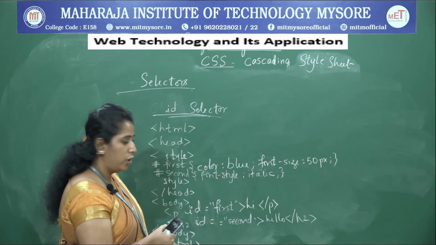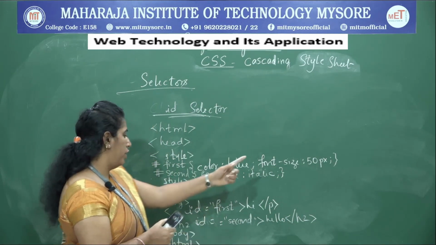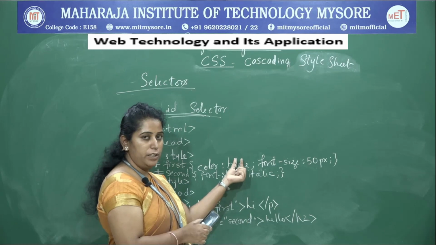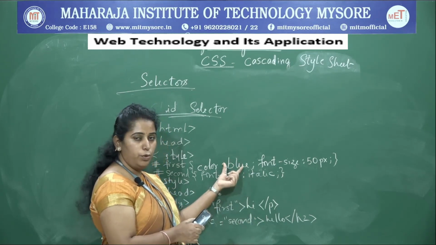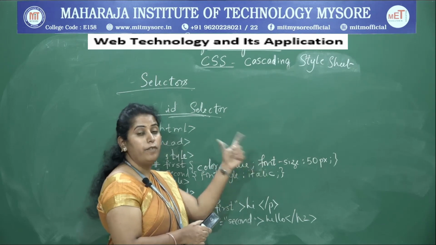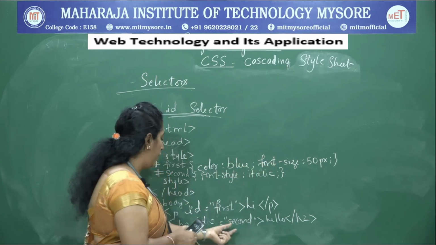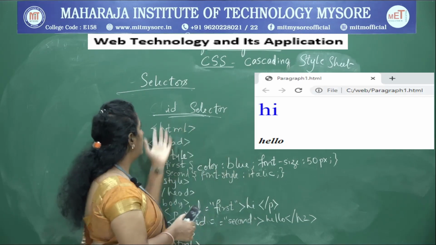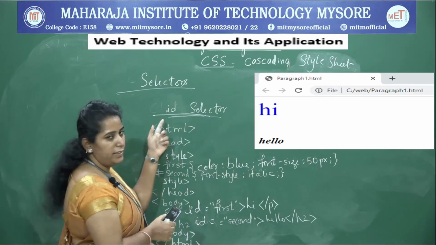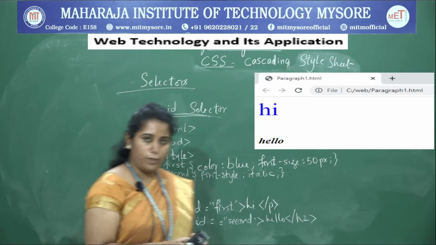Now you run the program. What happens? You can notice the hi message is printed in blue color and also with the size of 50, whereas hello is printed in italic style. So this is about the ID selector. Thank you one and all.